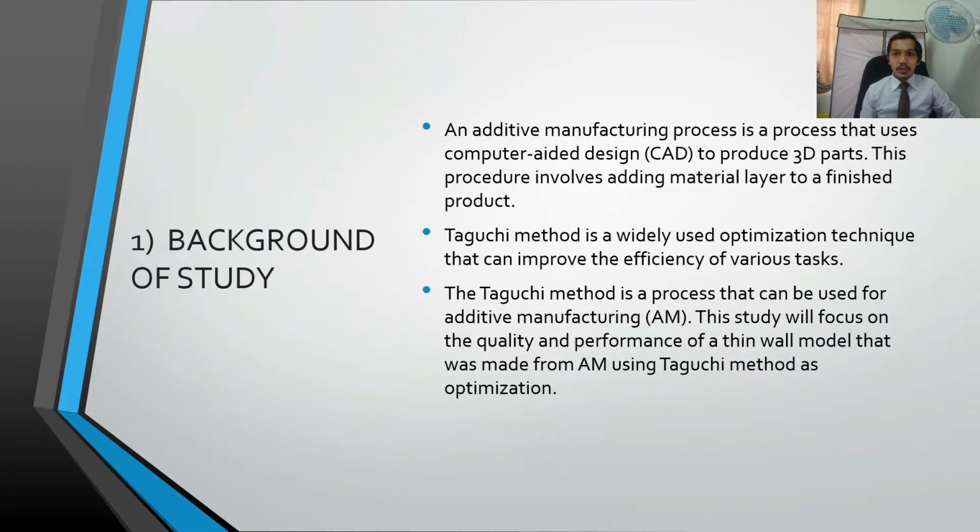The first content is background study. Additive manufacturing is very widely used to make any product or prototype, and each parameter used in additive manufacturing must correspond to what is to be achieved. This study focuses on quality and performance of thin wall models made from additive manufacturing and uses the Taguchi method as optimization.